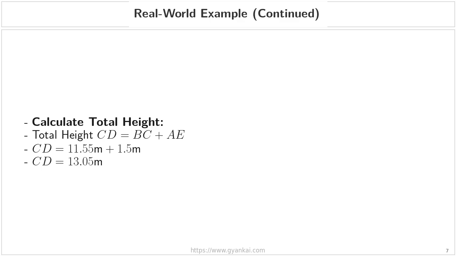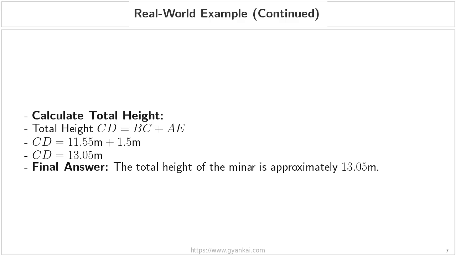Plugging in our specific values from this problem, we take our calculated partial height of 11.55 meters and add the student's height of 1.5 meters. When we perform this addition, we get a final result of 13.05 meters. Therefore, our final answer is that the total height of the minar is approximately 13.05 meters.